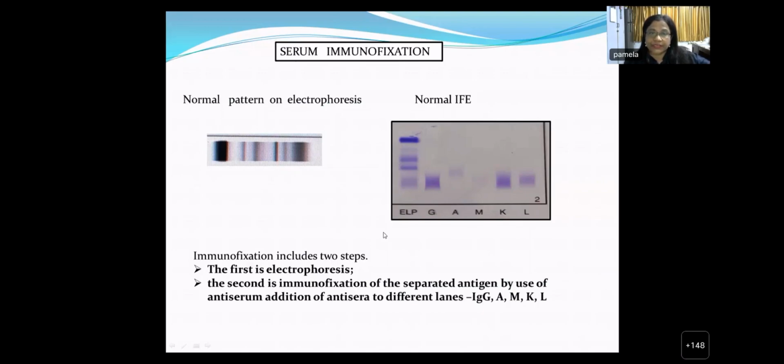So what is immunofixation? We have seen the principle of electrophoresis. Immunofixation includes two steps. The first is electrophoresis, where molecules move from the anode to the cathode to give you the pattern. In the second step, an antibody specific to G, A, M, K and L is added to each of these lanes, and then there is incubation. Wherever there are immunoglobulins, they form a broad band or a narrow band, depending on the disease or whether it is normal. So this is a normal IFE seen in a normal person.